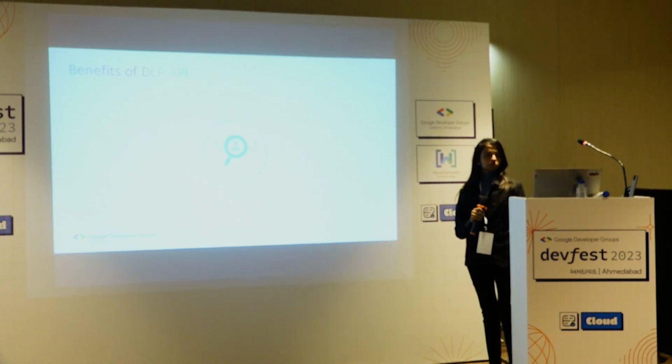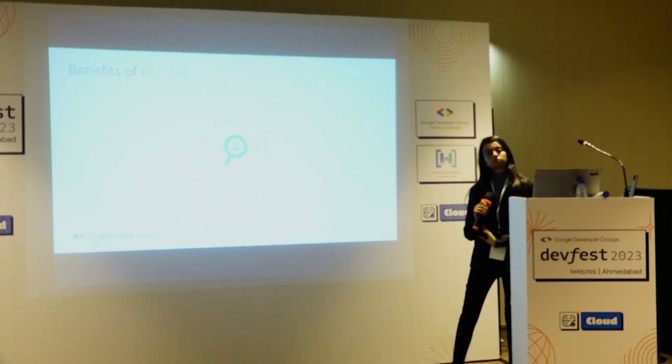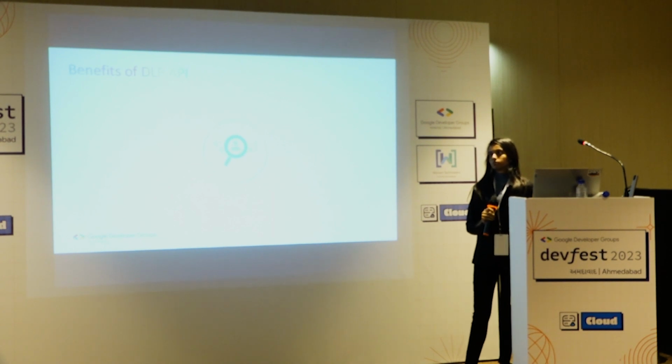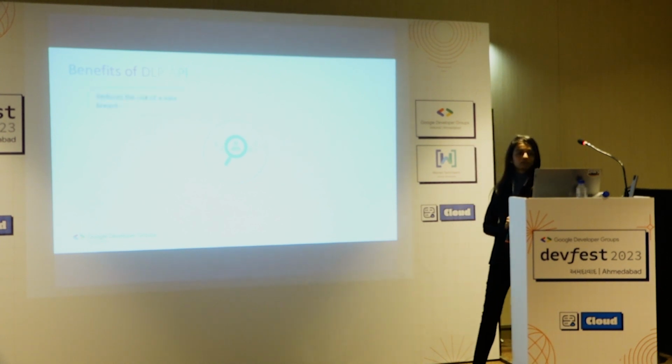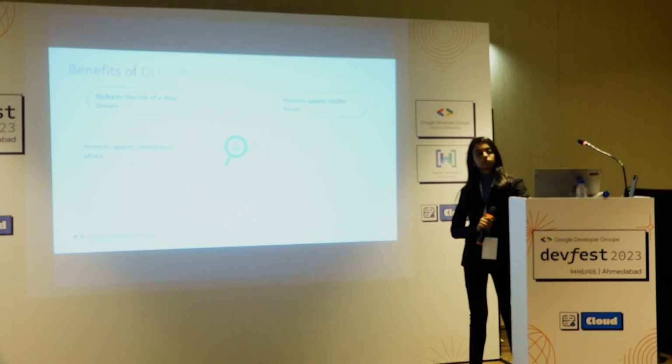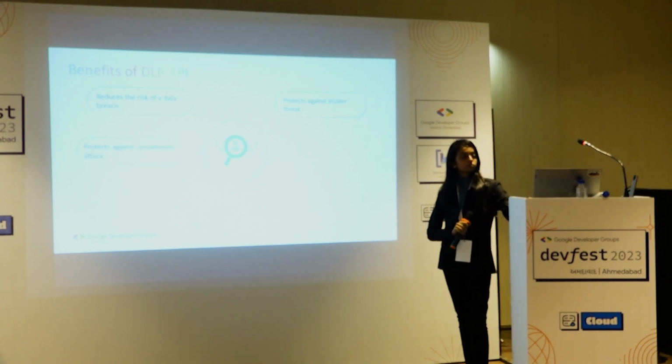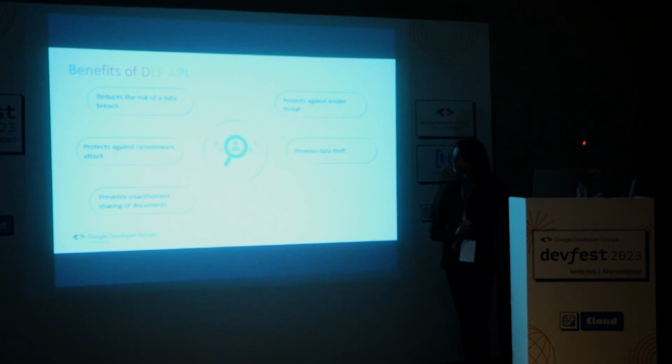Here, as we have seen how we can identify and de-identify your personal information or sensitive data, it's time to explore various benefits of the DLP API. The first one is it helps you to reduce the risk of data breaches. The next benefit is to protect against insider threat. The next one is protects against ransomware attacks. The next benefit is prevents data theft. The next benefit is preventing unauthorized access of your documents or data. The next one is protect against phishing scams.